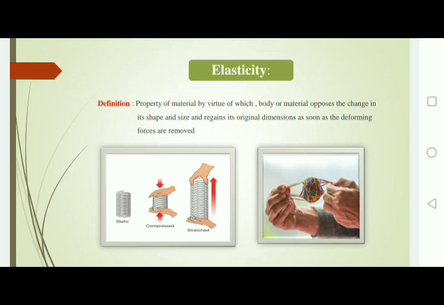Okay, so here are two examples. First example is of a spring and second is of rubber. So you apply stretching forces or compressive forces, and whenever these deforming forces are removed, you will find the spring at its original position. Or the same thing happens with rubber even. Okay, so we should think microscopically now.